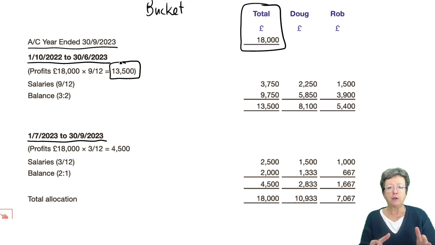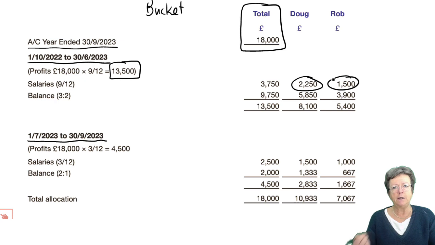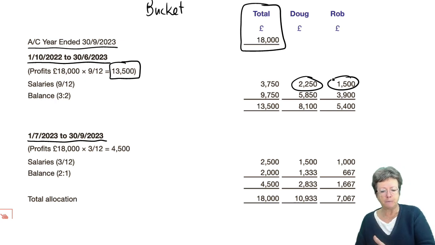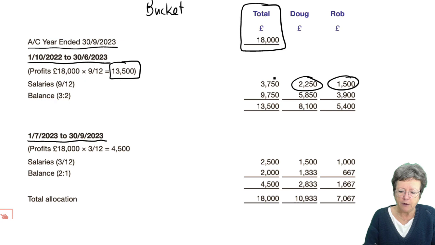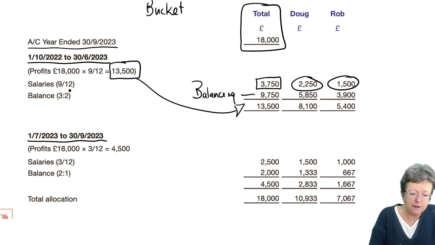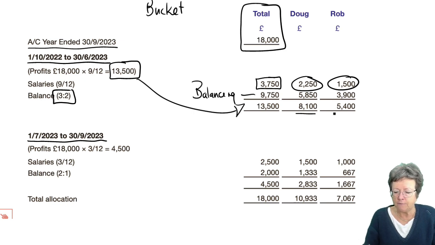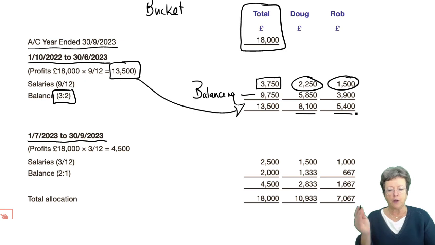That's the share of the bucket in that 9-month period. Now, they had salaries, so 9/12 of the salaries in the questions needs to be allocated first, which gives us a total of 3,750. Now, the total altogether is 13,500, so that is a balancing figure, which is then allocated 3 to 2. So they've now got 8,100 and 5,400. That's what Doug's got, that's what Rob's got.